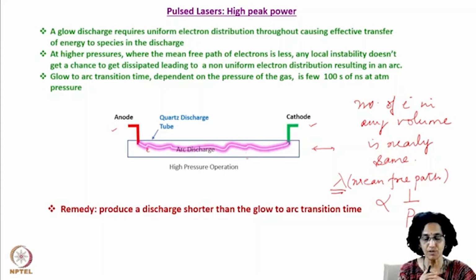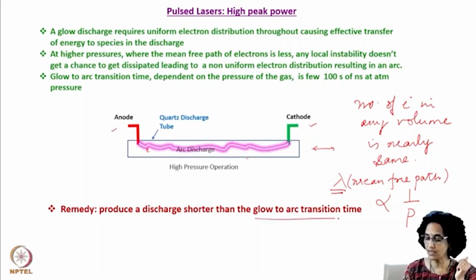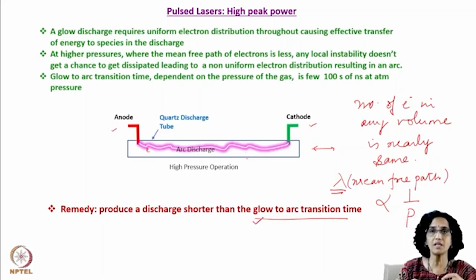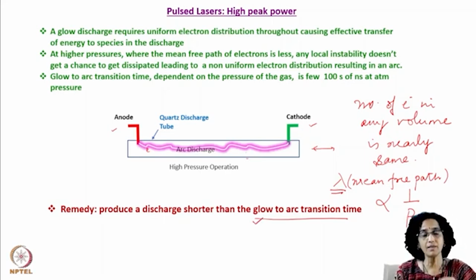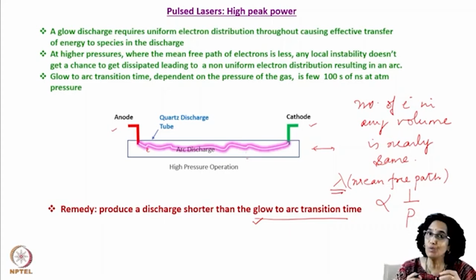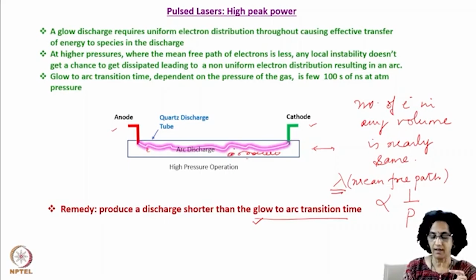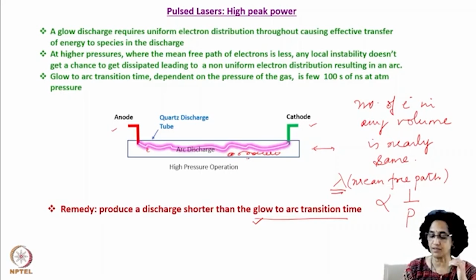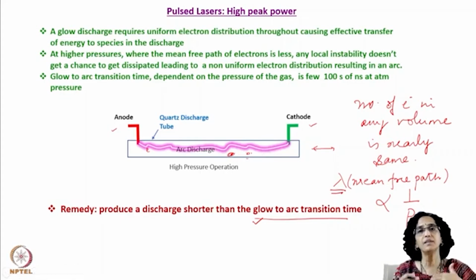So at high pressures, to avoid this arc discharge, this glow to arc transition. What is meant by glow to arc transition? When you apply voltage, it initially begins with glow because there are not too many instabilities. There are instabilities, but they have not yet become too localized. But once a current starts flowing, these instabilities tend to grow, and as they grow, the glow discharge degenerates into an arc. And what you have is an arc discharge. So this glow to arc transition time reduces with increasing pressure.